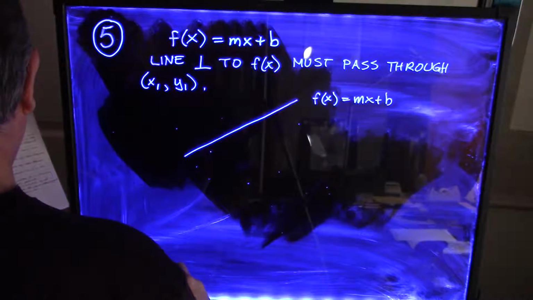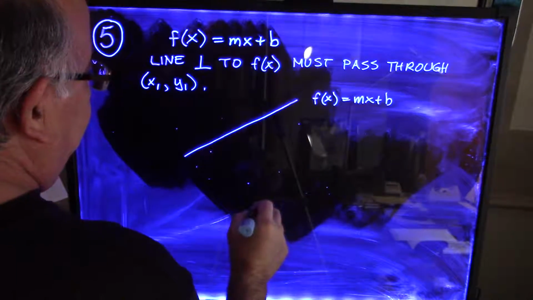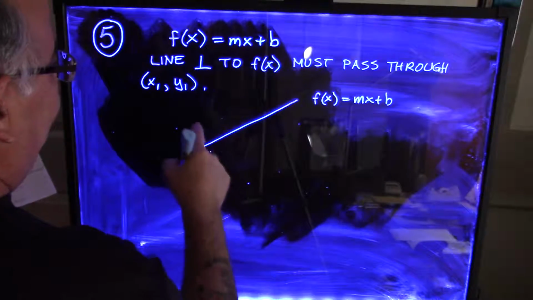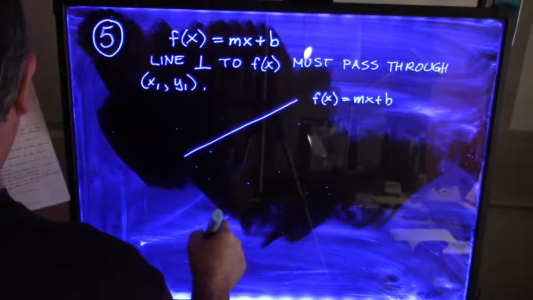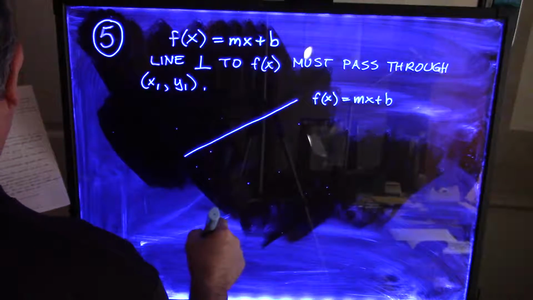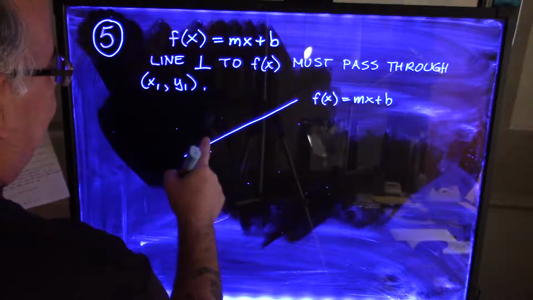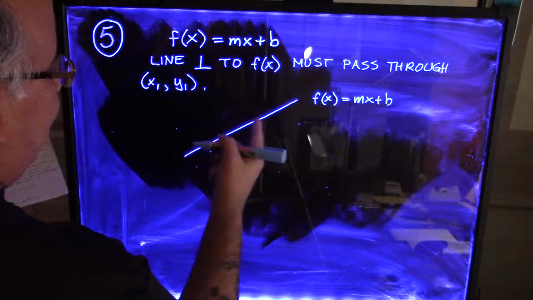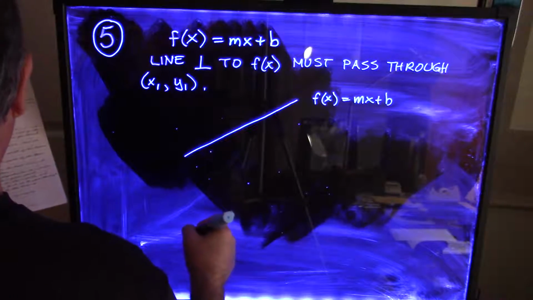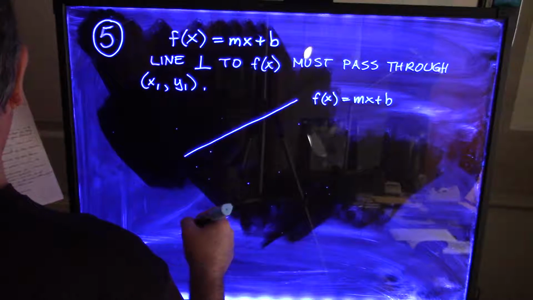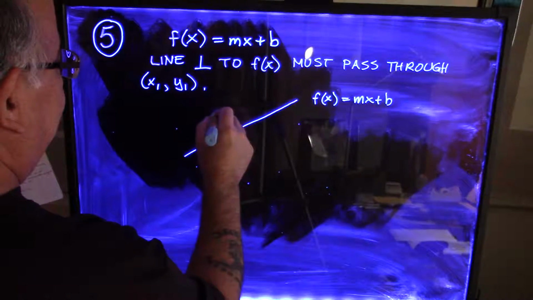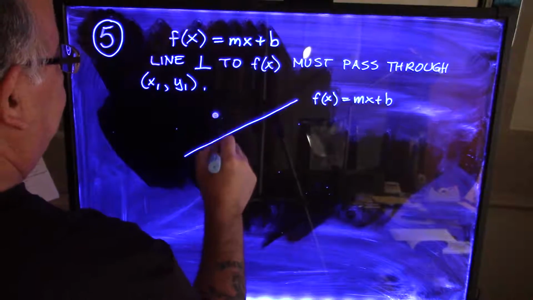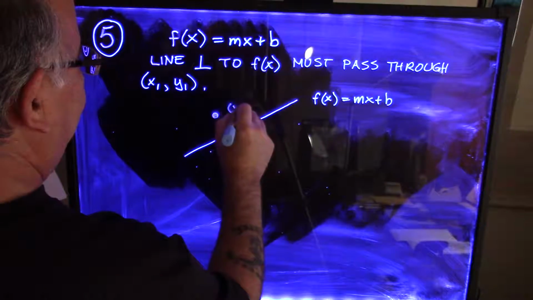Okay, and we want a line that's perpendicular, and it goes through a point x1, y1. It doesn't say where the point is. It just is a given point. The point could be on this line itself, or it might not be. So I'll just stick it somewhere, like right here. Call that x1, y1.